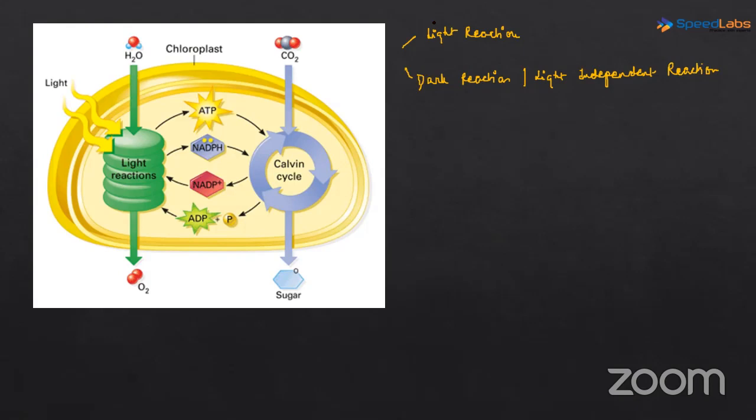Now let's understand what are the events that are happening in light reaction. So pehle hum light reaction ke bare mein discuss karte hain. Okay, light reaction mein, so first is that ye hota kahan hai. So this light reaction takes place in grana region. Okay, this process of light reaction is happening in the grana region. This region is the place of the light reaction or the location of the light reaction.